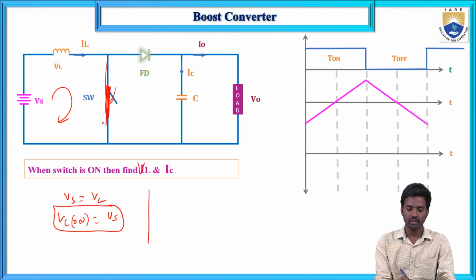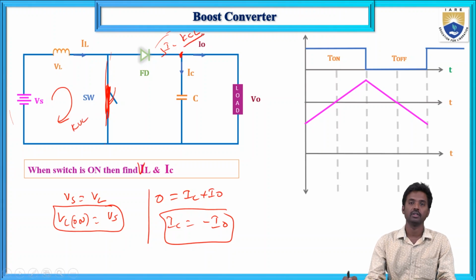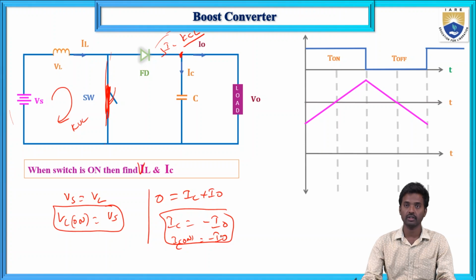In the same way, when the switch is on, this is one complete circuit and this is another circuit. So there is no current flowing through the diode; it is open. So IL is 0 here, and IL equals IC plus I0. Now IC equals minus I0. If you apply KCL here, there is no IL, so the IL value is 0, and IC plus I0 equals 0. Now IC on equals minus I0.